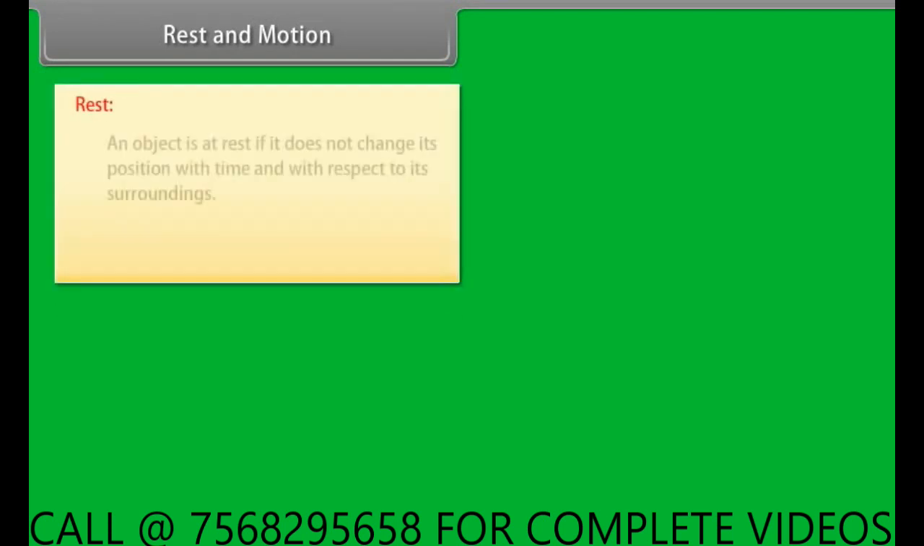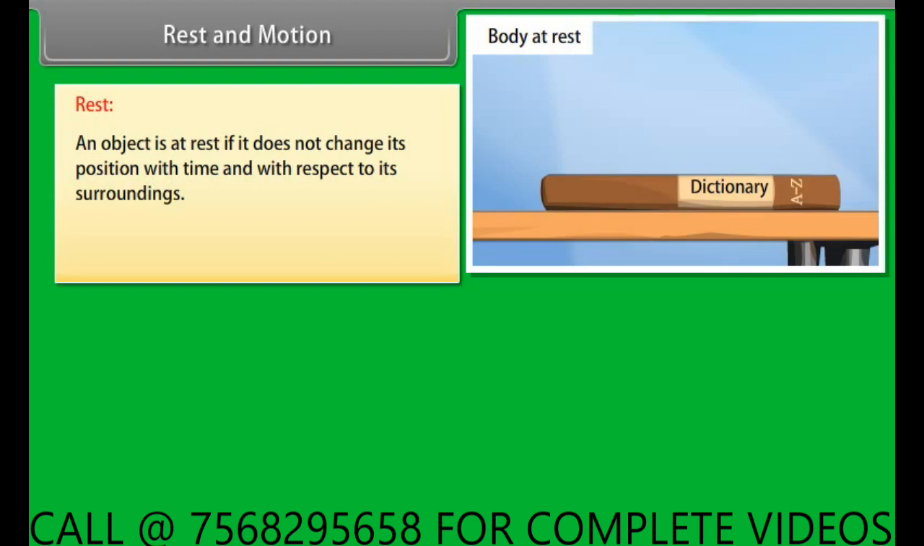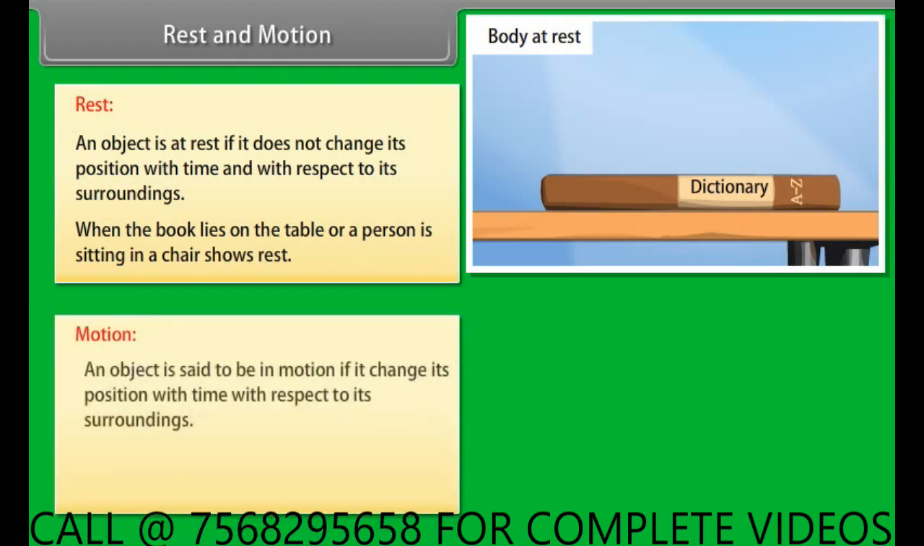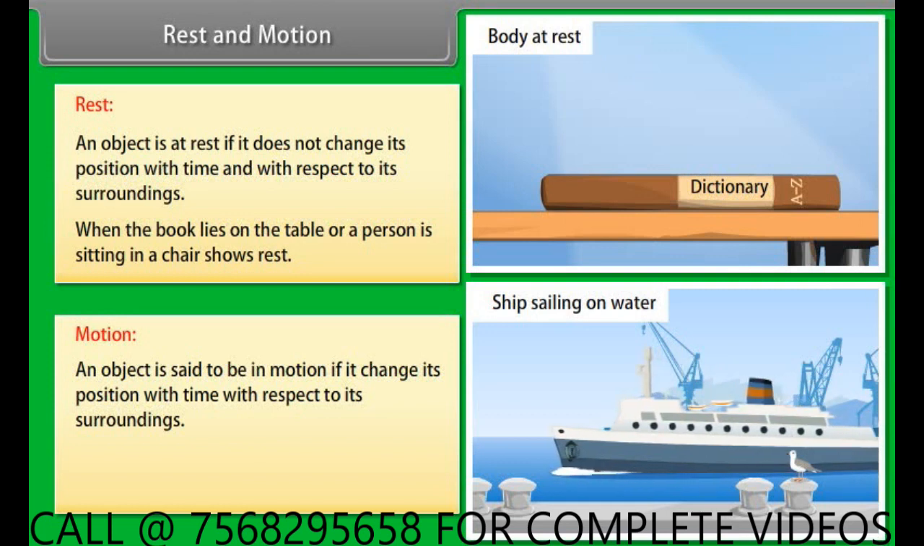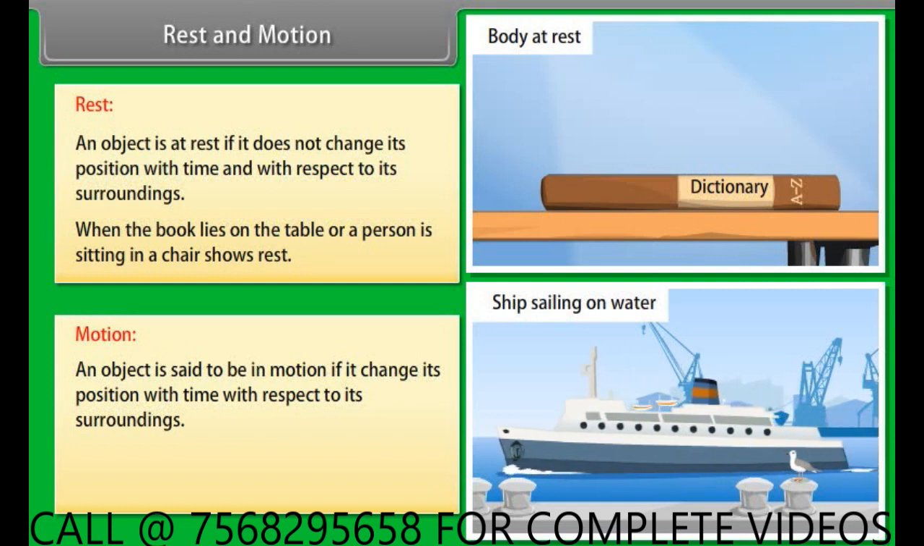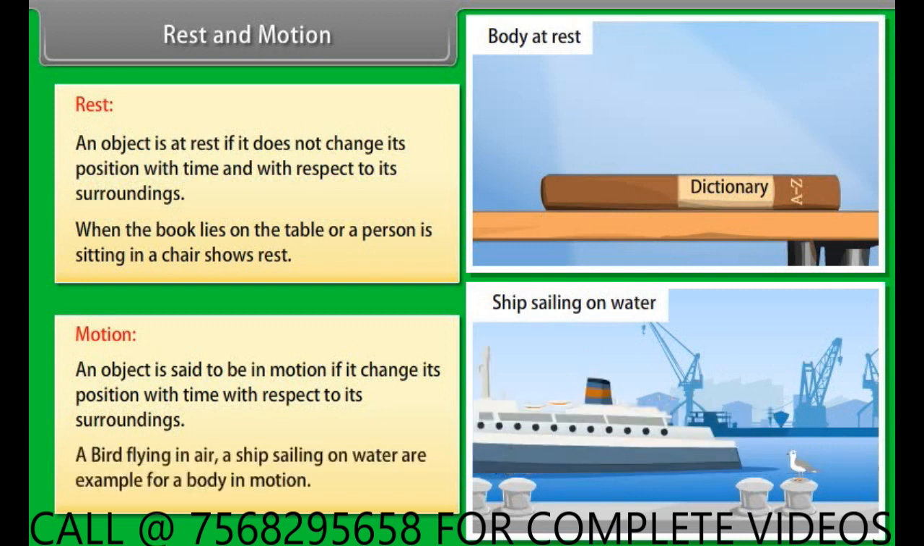Rest and motion. Rest. An object is said to be at rest if it does not change its position with time and with respect to its surroundings. When a book lies on the table or a person sits in a chair, it shows rest. Motion. An object is said to be in motion if it changes its position with time with respect to its surroundings. A bird flying in air, a ship sailing on water are examples of a body in motion.